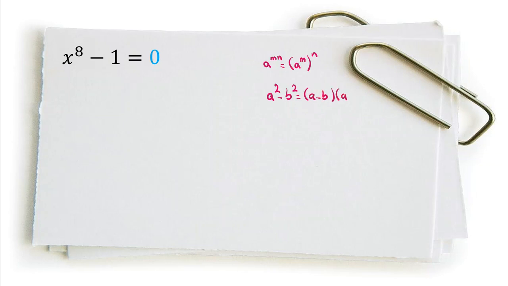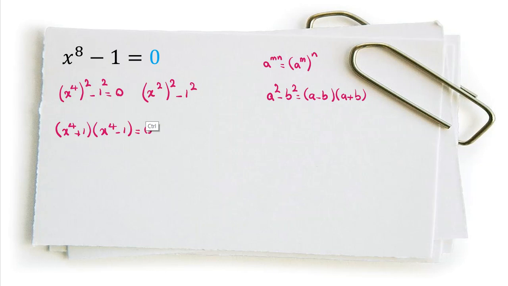Okay, so first we write x to the 8 as x to the 4 squared minus 1 equal to 0. Then you can say 1 is also 1 squared, so it will be x to the 4 plus 1 times x to the 4 minus 1 equal to 0. x to the 4 minus 1, we can write it x squared minus 1 squared. This part equal to this part.